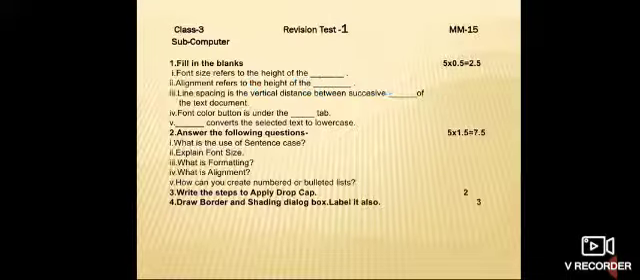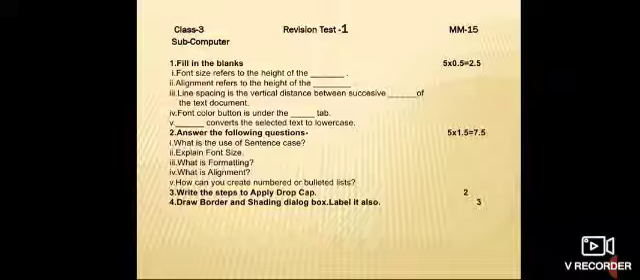Now, here is a revision test after completing the chapter. Do in your rough copy. First is fill in the blanks. Font size refers to the height of the dash. Second, alignment refers to the dash of the text. Third, line spacing is the vertical distance between successive dash of the text document. Fourth, font color button is under the dash tab. Fifth, dash converts the selected text to lowercase.